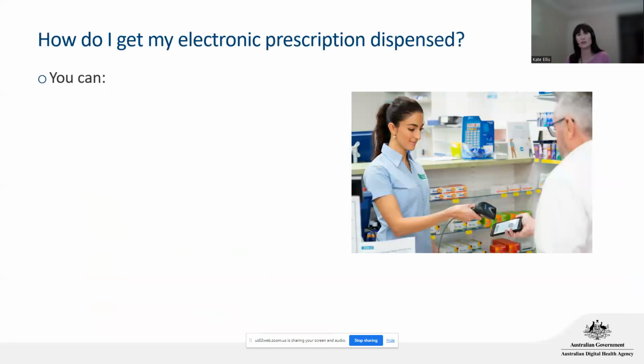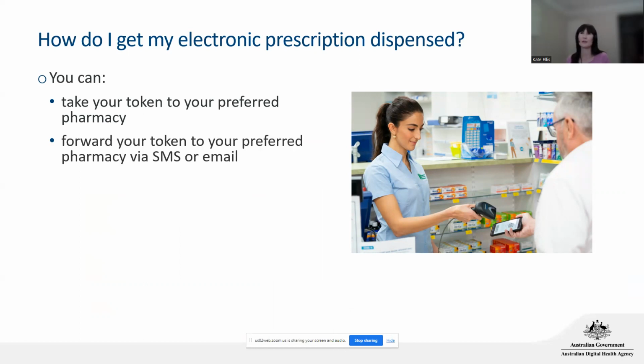So what do I do once I've got the electronic prescription code, the QR code? What do I do with it? So you take it to your preferred pharmacy. I mentioned 98% of pharmacies across the country are able to use electronic prescriptions. So chances are your local pharmacy will absolutely be able to scan the token for you.